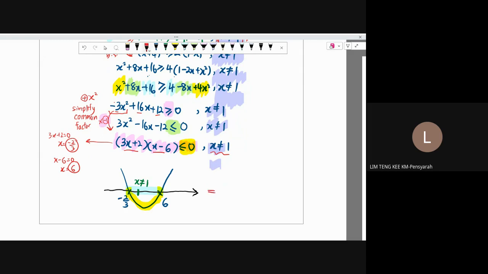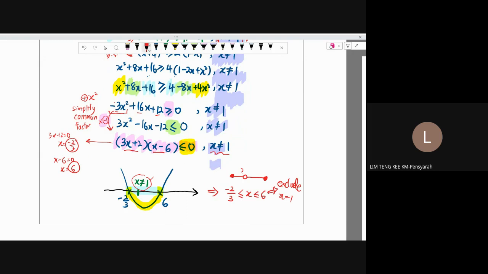So based on the blue highlighted part, it corresponds to from negative 2/3, included, all the way until 6. Don't forget the extra condition here. We need to exclude x equals 1. So if I check in the number line, the drawing will look this way here. There's a hole between -2/3 and 6, and this hole is located at the value of 1.